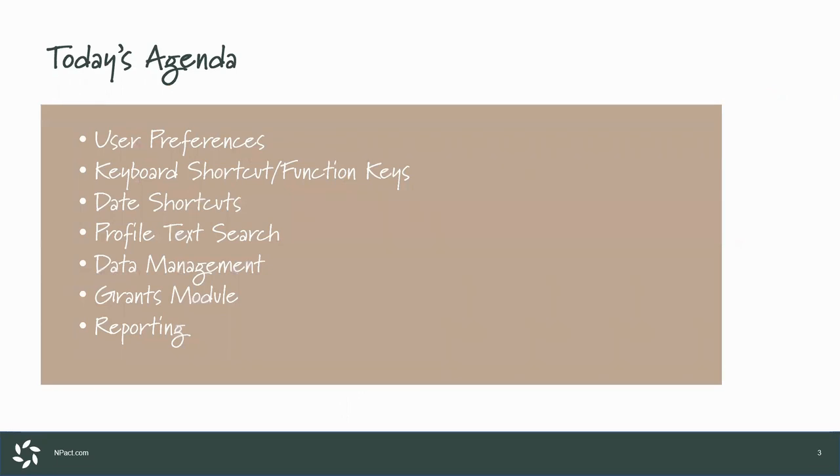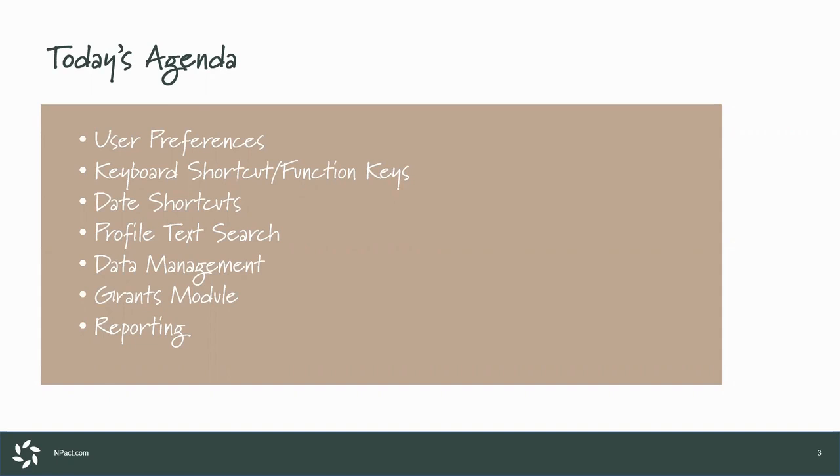Welcome, everybody. It is awesome to see so many people all in one place, so many FIMS users. This is wonderful. So today we're going to cover some tips and tricks. From a high level perspective, those could be under user preferences. We're going to look at keyboard shortcuts, function keys. We're going to talk about the date shortcuts, a profile text search, data management items, a tip from the grants module, and we're going to look at some reporting tips.